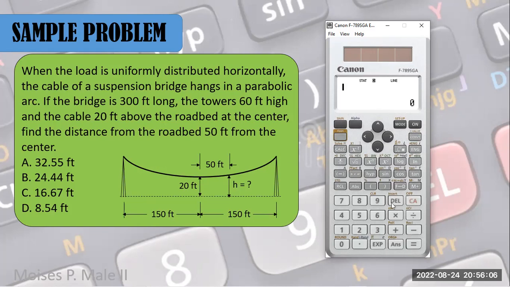Okay? So, input natin 50, tapos hanapin natin yung regression, tapos y hat. So, the correct answer is 24.44. Okay, same thing with Casio. Next.